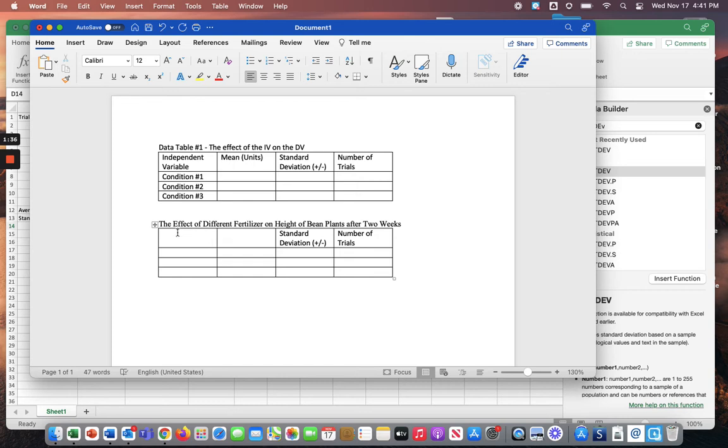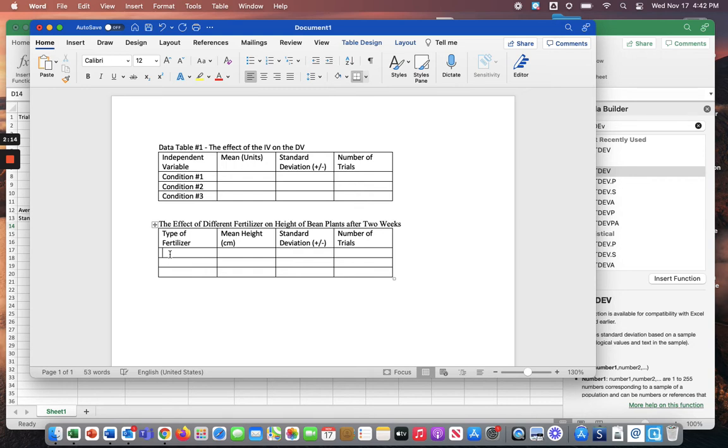So looking at this, I've started to fill in the title, the effect of different fertilizer on height of bean plants after 2 weeks. We have our standard deviation and number of trials column. This is going to be our IV, which will be type of fertilizer. Oops, sorry, let me spell fertilizer right. Of fertilizer. Okay. And I might not even put IV in there. I'll just say type of fertilizer. We're going to have our mean, and you can be more specific, mean height. And make sure you put your unit in there, which was centimeter.